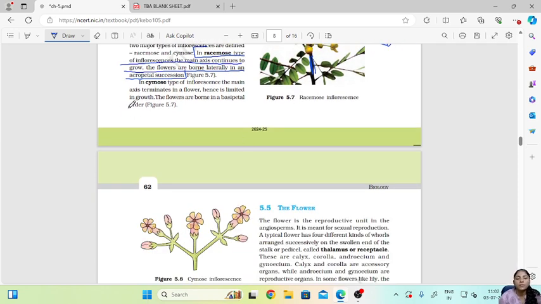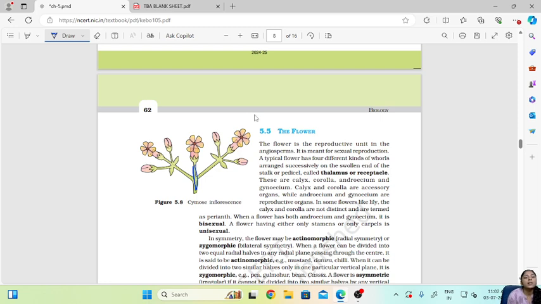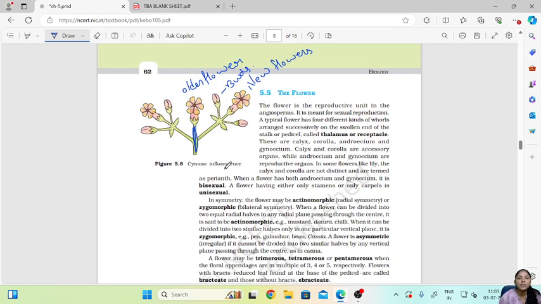Then the next type of inflorescence is the cymose inflorescence. In cymose type of inflorescence, the main axis terminates in a flower and hence is limited. So in cymose inflorescence, the main axis, this axis, is limited. It does not continuously grow. Then the flowers are borne in basipetal order. So as we can see here, the flowers are borne in basipetal manner, meaning the flower which is on the main axis or the apex of the shoot will mature and develop first. So this is the older flower and the new or the young flowers will be developed laterally. So these are the new flowers. We can see these are the buds of new flowers. So this is what cymose inflorescence means.